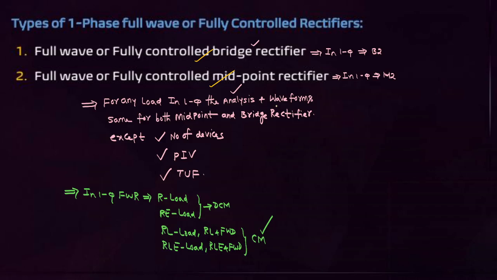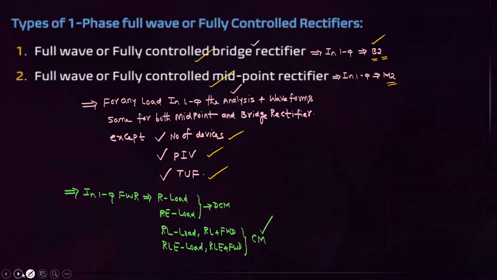The analysis and waveforms are the same except for number of devices, peak inverse voltage and transformer utilization. In the explanation of full wave rectifiers or fully controlled rectifiers, I will explain only bridge rectifiers. The same formulas are applicable for midpoint type rectifiers. And one more point you have to remember here, single phase bridge configuration is also called B2 configuration. That is, B indicates bridge configuration, 2 indicates number of pulses per cycle. Single phase midpoint type rectifier configuration is also called M2 configuration. M indicates the midpoint configuration, 2 indicates the number of pulses per cycle.